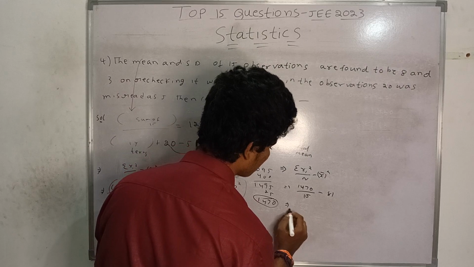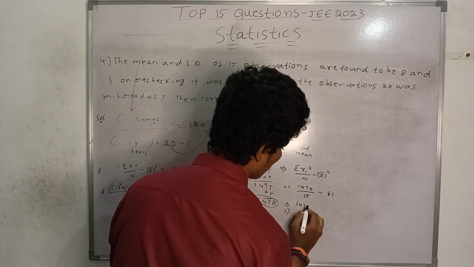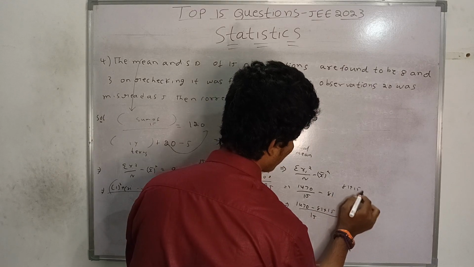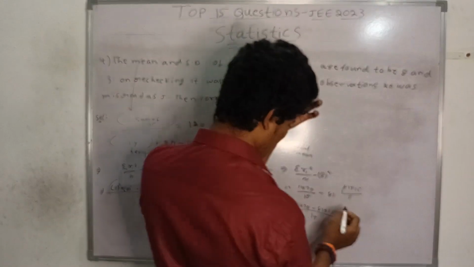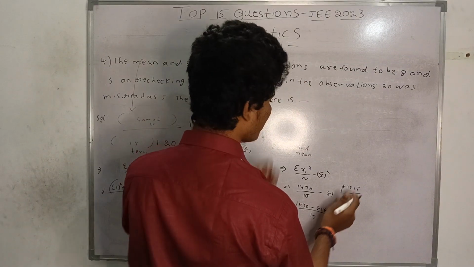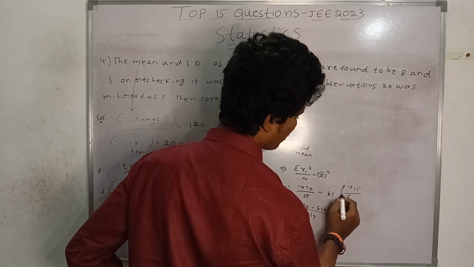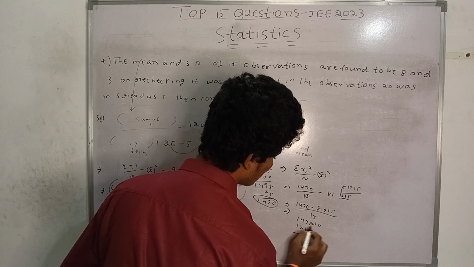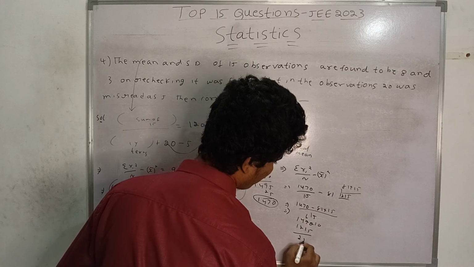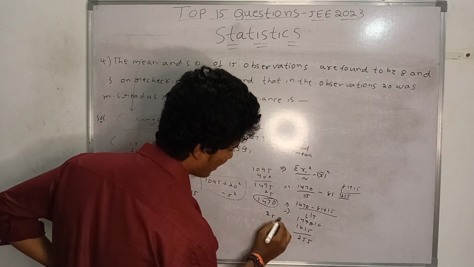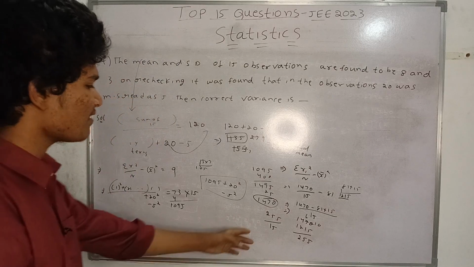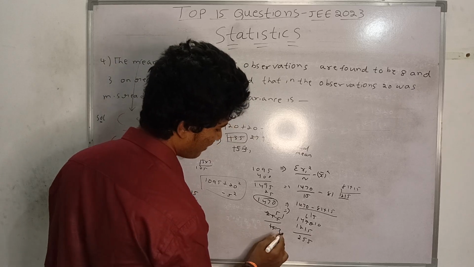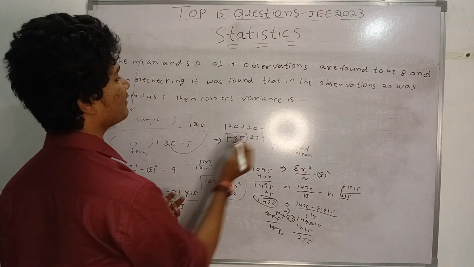Now we have to do this: 1470 minus 81 into 15, divided by 15. 81 into 15: 15 eights is 120, plus 1 is 121. So 1470 minus 1215 is 255. That is 255 divided by 15. So this is the final answer. And when we solve this, 5 threes are 15, 5 fifty-ones are 255, 3 ones... 17. So the final correct variance is 17.